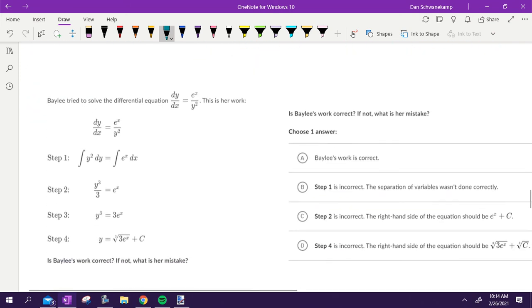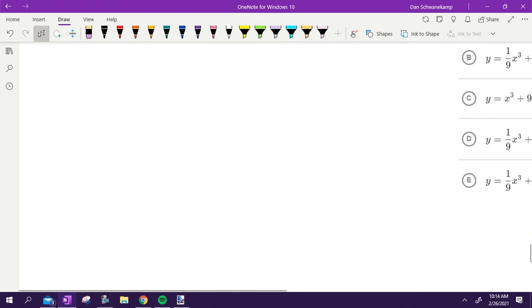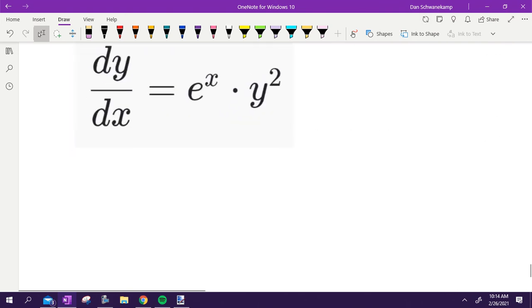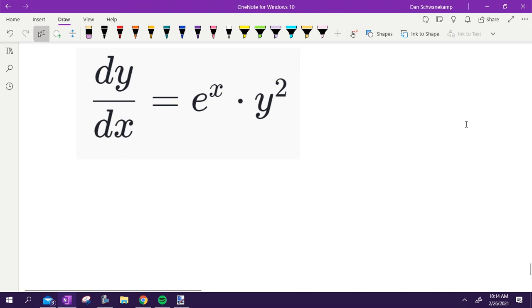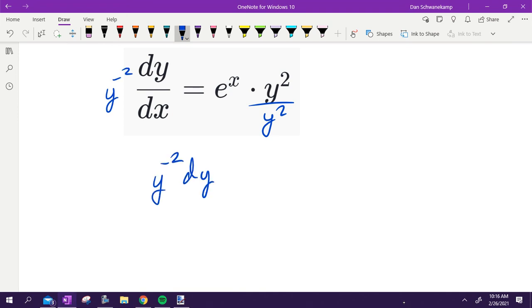Let's do that one. Separate, integrate. Separate and integrate. See what you got. I'm getting y by itself. I'm trying to solve for y. So I'm going to divide by y squared. So it's going to be y to the negative 2 over here. I'm going to multiply by dx. So y to the negative 2 dy equals e to the x dx.